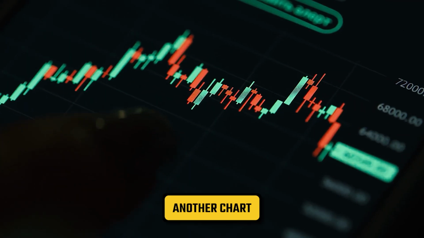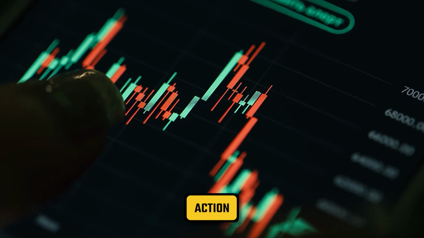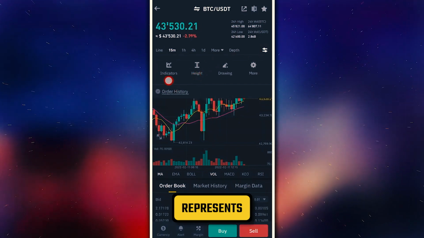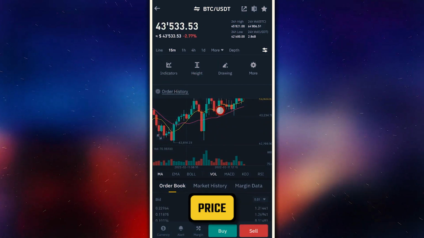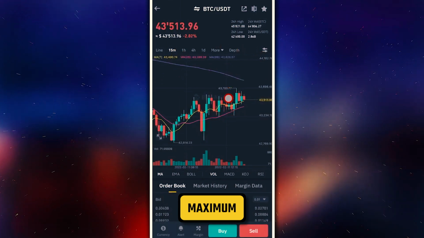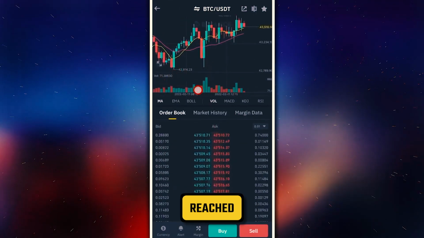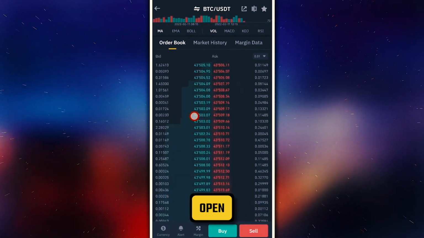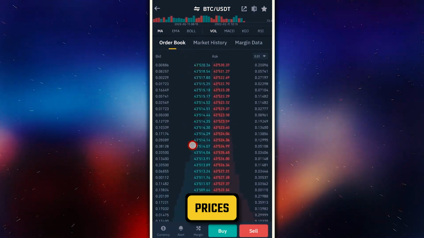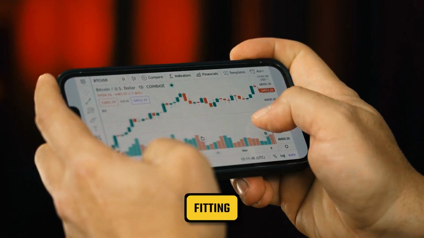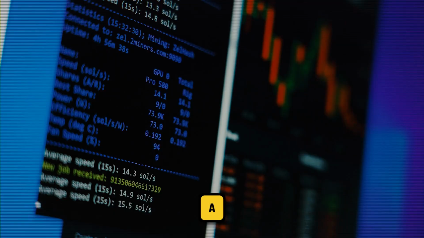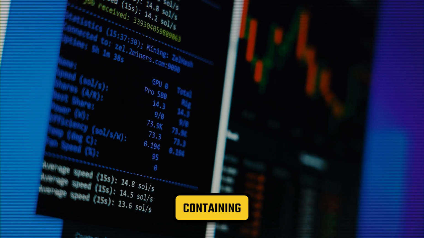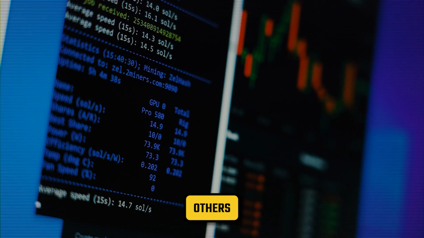A bar chart is another chart type, and it illustrates price action through vertical bars. The part of the bar between the horizontal lines represents the actual change in price, while the end of the vertical lines indicates the maximum and minimum values that the price reached during a specific period. Bar charts provide traders with data like the open, high, low, and closing prices, while the thin bars allow for fitting more information onto a single chart. A disadvantage is the potential for visual distortion because of a single bar containing higher volatility compared to others.